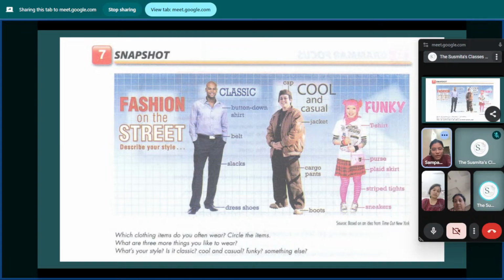For me, the answer to the first question would be I often wear jeans, I often wear sneakers or boots, and if I talk about non-clothing items, then I always wear a watch. I don't get out of the house without a watch. And 3 more things that I like to wear: I love to wear jackets. I love to wear track pants. Recently I started wearing track pants because they are very comfortable when I'm going out. And I love to wear cool and comfy t-shirts.